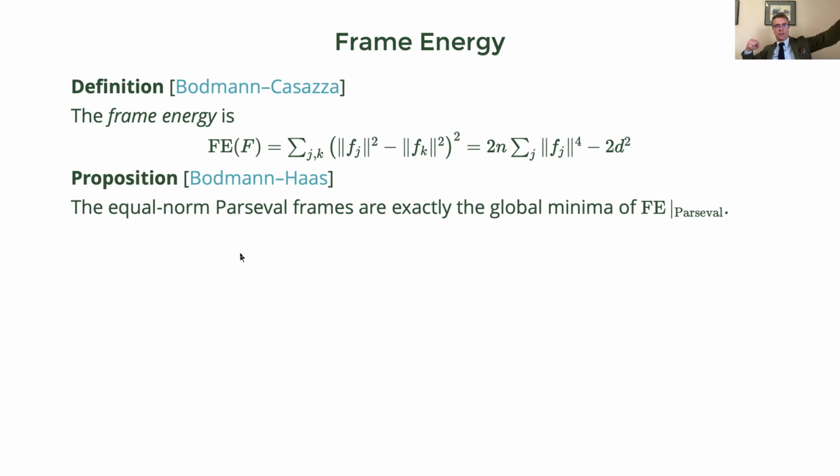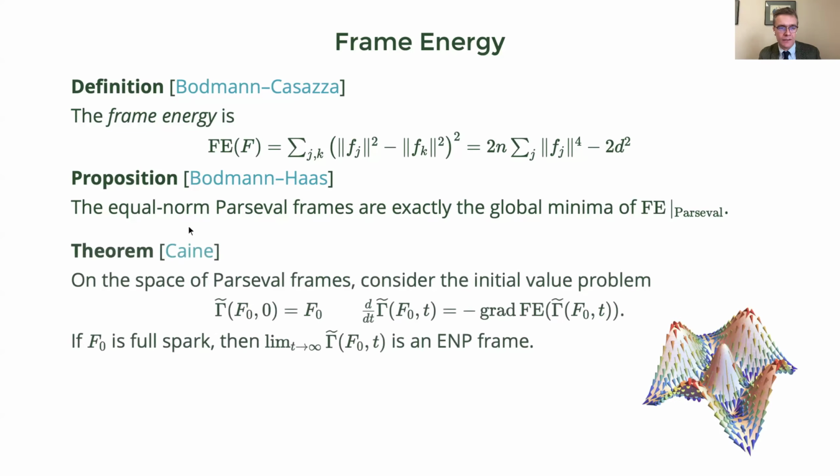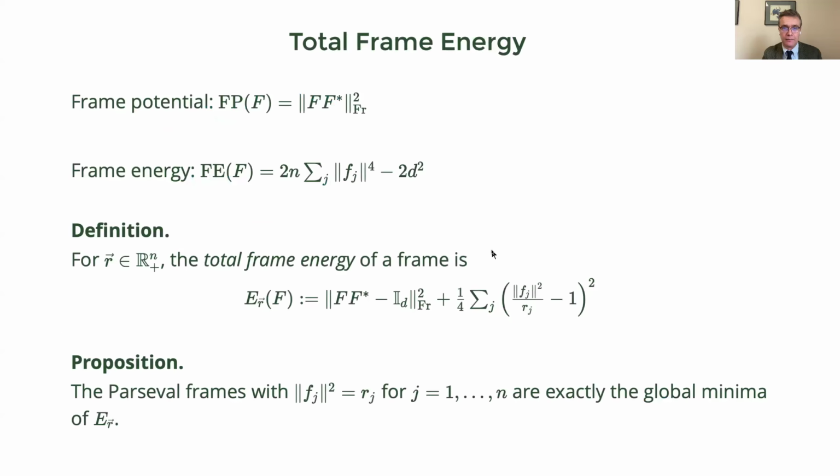You say, okay, I fix equal norm, and then I look for Parseval as minima of something, or I fix Parseval and look for equal norm as minima of something. And Anthony in his PhD thesis showed that, in fact, the same sort of thing works. If you work on the space of Parseval frames, then you can just flow and you don't get trapped in local minima. You always flow to a global minimum, which are exactly the equal norm Parseval things. So it's the same sort of story.